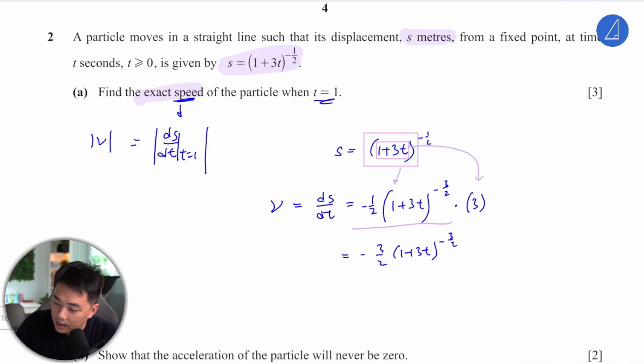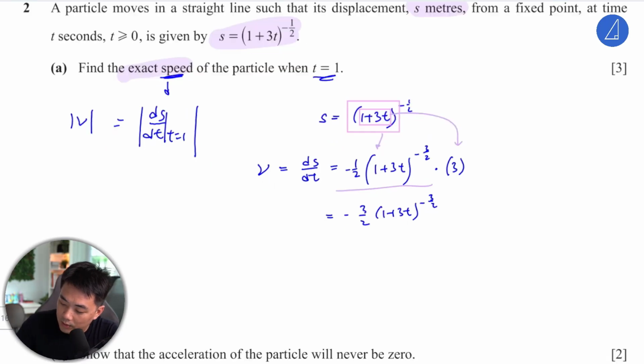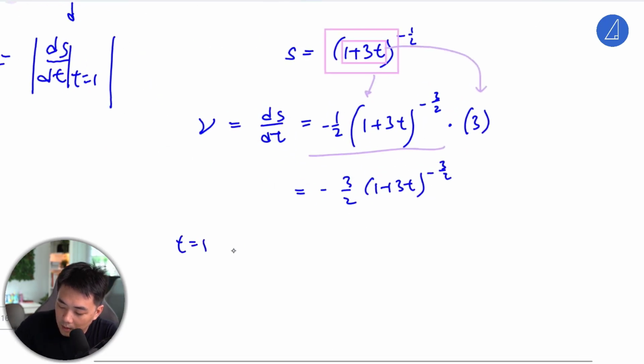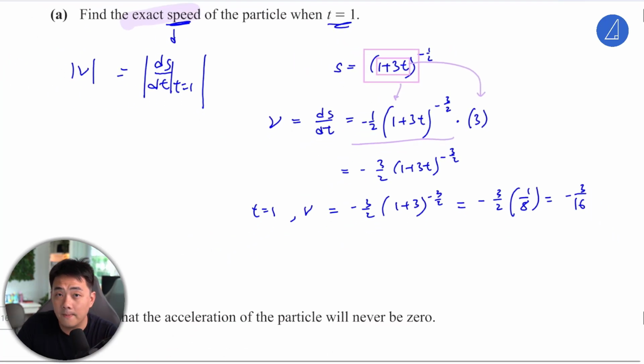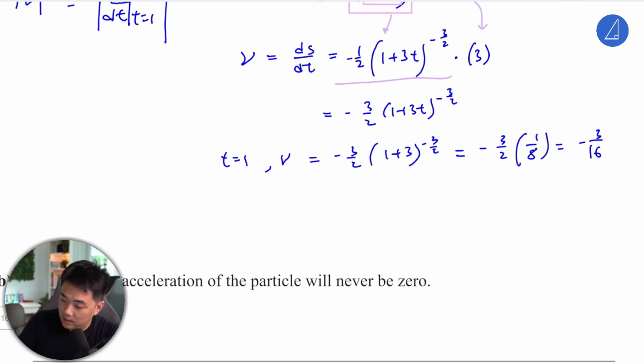After which we need t equals to 1, so we just put t equals 1. Velocity will just be -3/2, 1 plus 3, which is actually 2, to the power of -3/2. So it's -3/2 times 4 root, so it's 1/8, which will be -3/16. So the speed will just be 3/16.